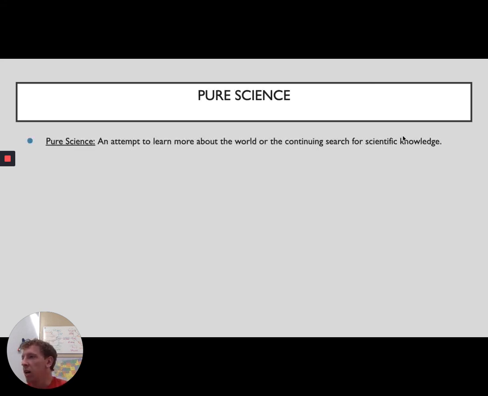And now with this, there are two types of sciences. One is pure science. We're not going to get to the other one, which is applied science, all that much with this PowerPoint, but you still need to know them. Pure science is an attempt to learn about the world or continuing search for scientific knowledge. I want to know because I want to know. That's what pure science is.